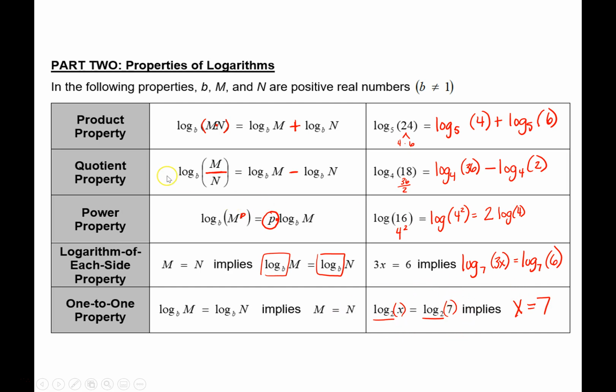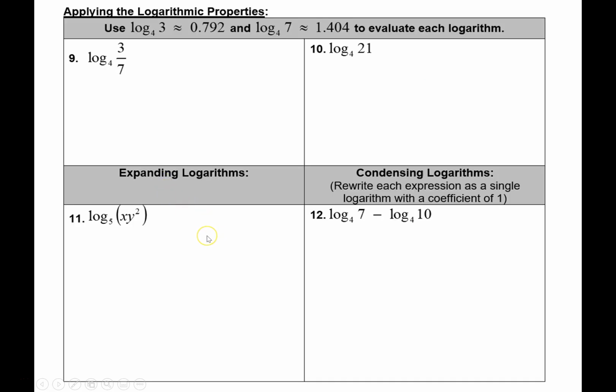Okay, so let's do some actual applying of these properties to simplify. So in this problem, we are given 2 important pieces of information. We're told approximately what log base 4 of 3 and log base 4 of 7 are.